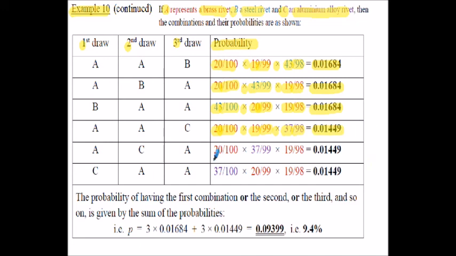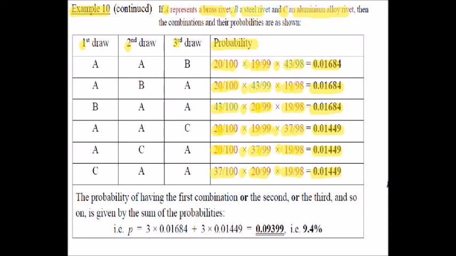Fifth row here, we're drawing a brass rivet first of all, so that's 20 upon 100, then an aluminium alloy rivet, so that's 37 upon 99, and then we're drawing another brass rivet, so that's 19 upon 98. Gives us our probability. And our final row, we're drawing first of all the aluminium alloy rivet, so at 37 upon 100, that's multiplied by a brass rivet, 20 upon 99, and that's multiplied by another brass rivet, 19 upon 98. Gives us a probability again.